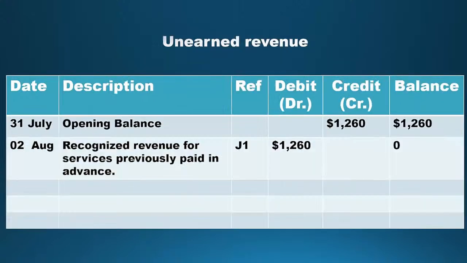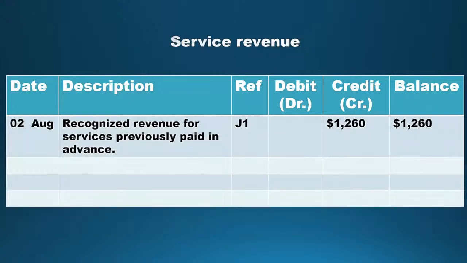Posting to the unearned revenue ledger. 1. Date. Write the date August 2. 2. Narrative. Add the narrative. Recognized revenue for services previously paid in advance. 3. Reference. Add the journal reference, J1. 4. Amount. Enter $1,260 in the debit column because unearned revenue is a liability and liabilities decrease on the debit side.